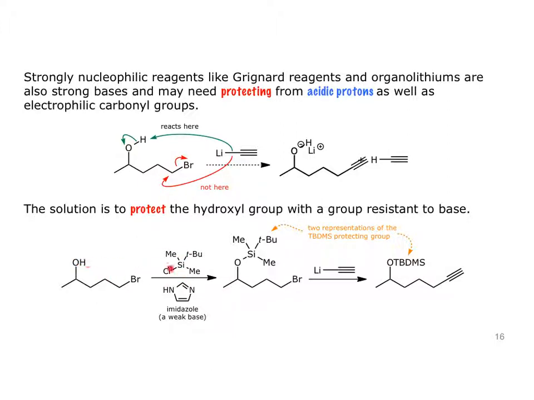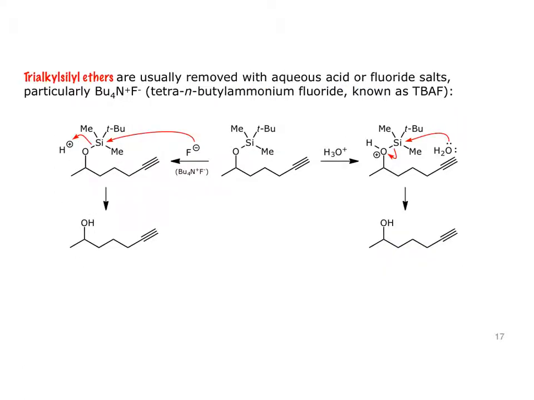Alcohols are nucleophiles. Silicon can undergo SN2 reactions. You get an SN2 reaction where the oxygen displaces the chlorine, and you end up with a silicon-oxygen bond. So now it's no longer protic, and I can react it with more organolithium. It only reacts here. We form that product, and then we can take that protecting group off. And there are a couple different ways of doing it.